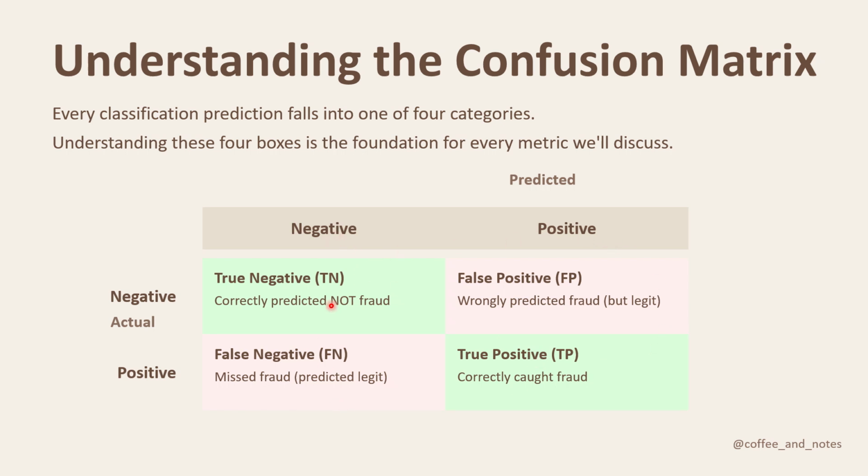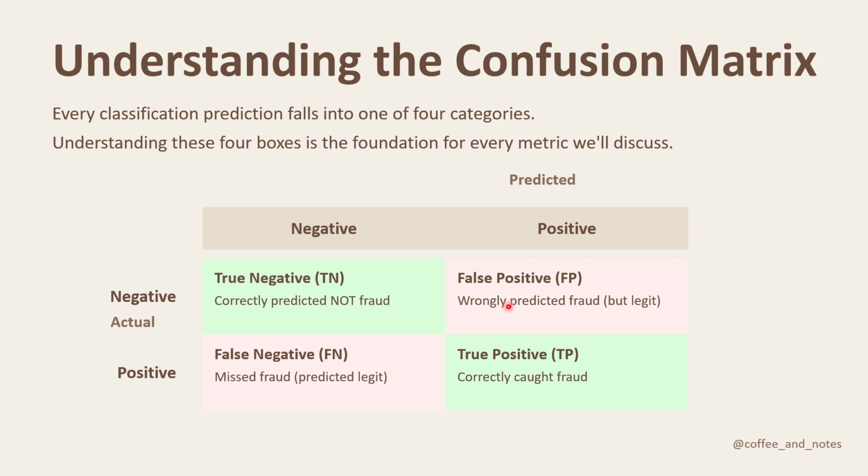These four boxes, TP, FP, TN, and FN, are the building blocks for every metric. Accuracy is TP plus TN divided by total. Precision is TP divided by TP plus FP. Recall is TP divided by TP plus FN. So this is TP, and this is precision, and this is recall.